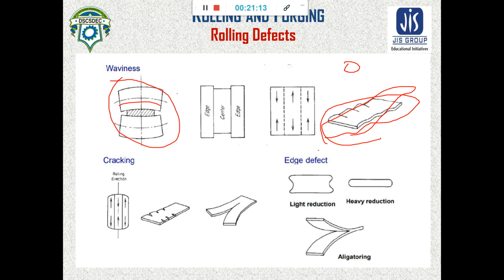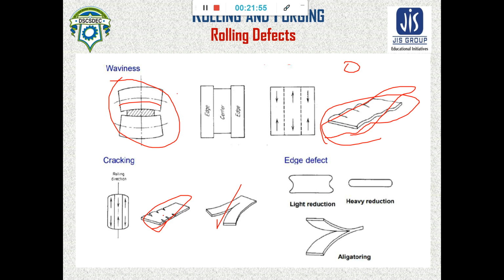Next, there are cracks. There are two types of crack. First, there is the zipper crack. Zipper crack is due to low material, meaning whenever the material in the stock is less than the required material for the rolling process, then this type of crack can occur. Next, the edge crack. This type of crack is known as edge crack. This is due to lack of ductility in the material.